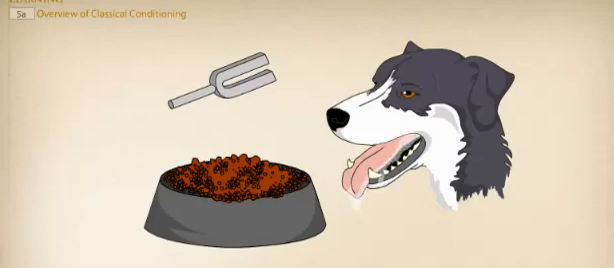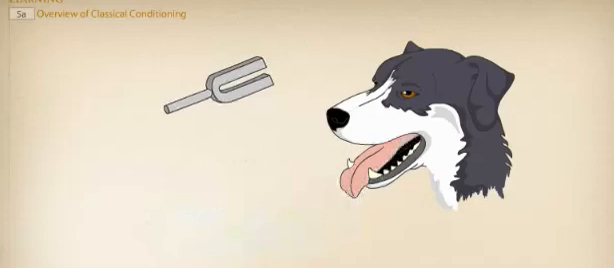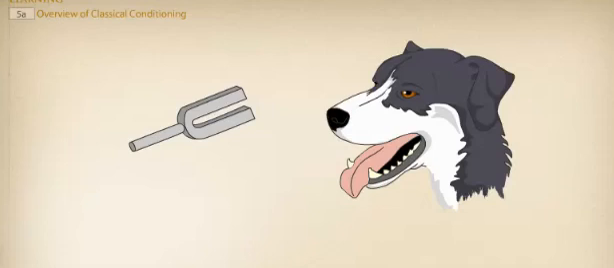For example, in some experiments, he paired the presentation of the meat powder with a particular tone. After the tone and the meat powder had been presented together a number of times, the tone was presented alone. What happened was very interesting. I'm going to click on the tuning fork to show you how the dog responded to hearing just the tone. The dog responded by salivating to the sound of the tone alone.